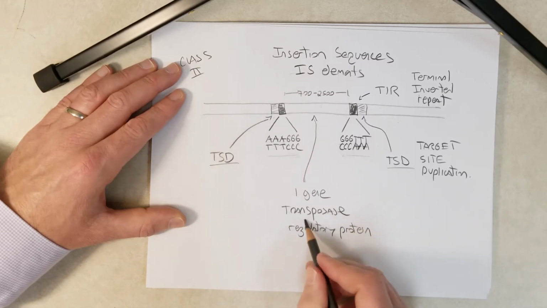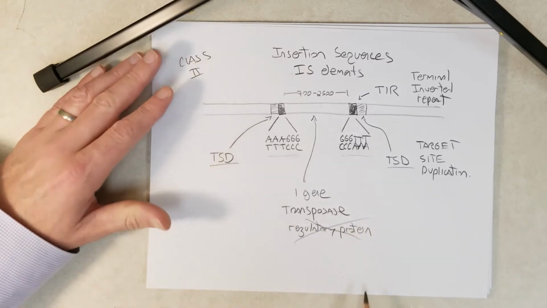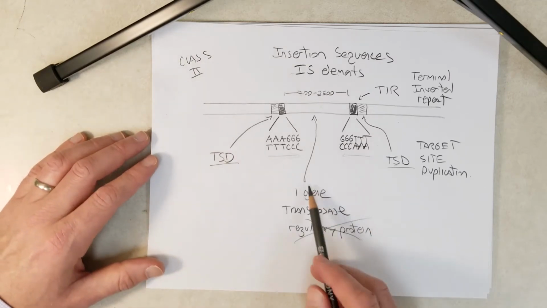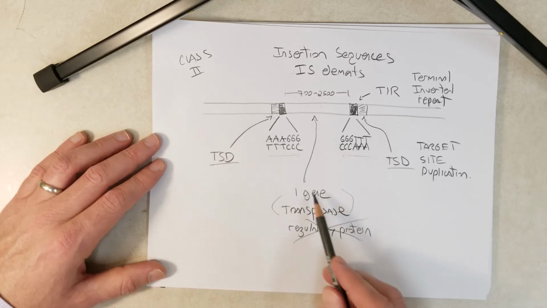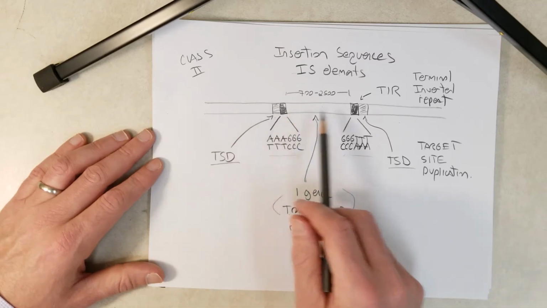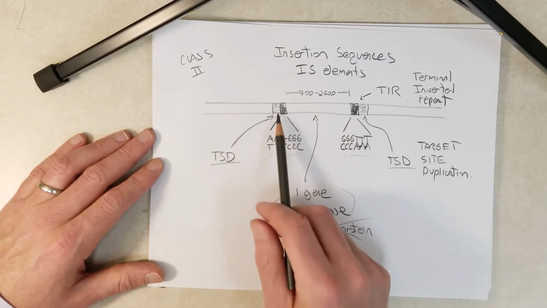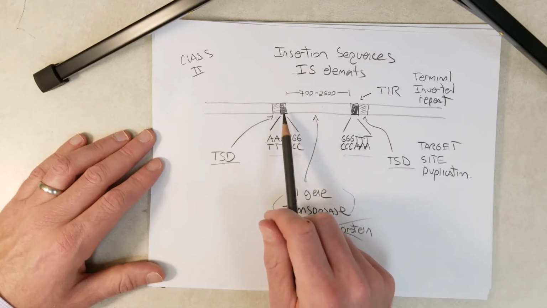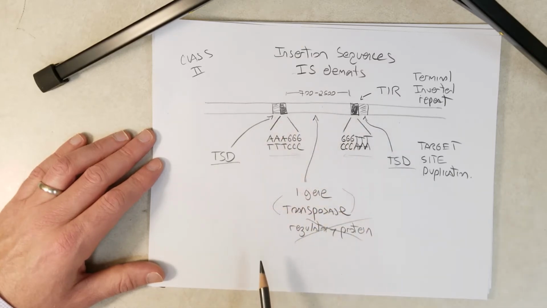So we are not going to talk about those that also encode a regulatory protein. We'll just focus on a very simple case of an IS element that encodes one gene, just a transposase, between the TIRs and the TSDs. And that transposase is going to be specific for sequences found in the TIRs, so it will recognize those and bind those.